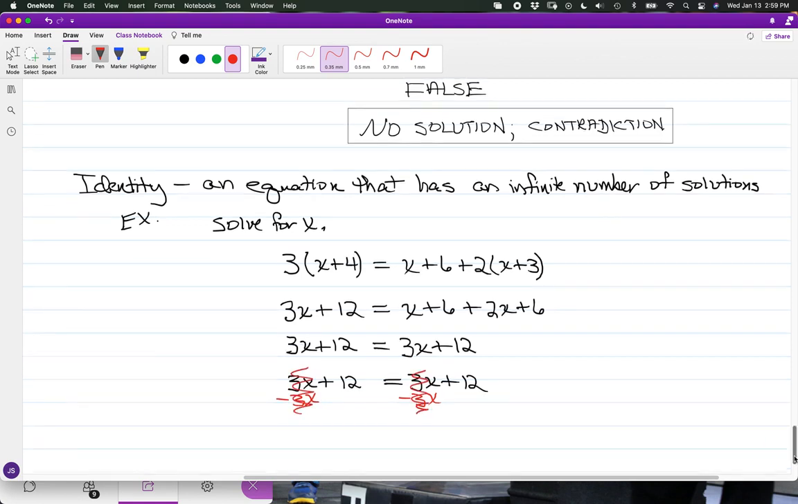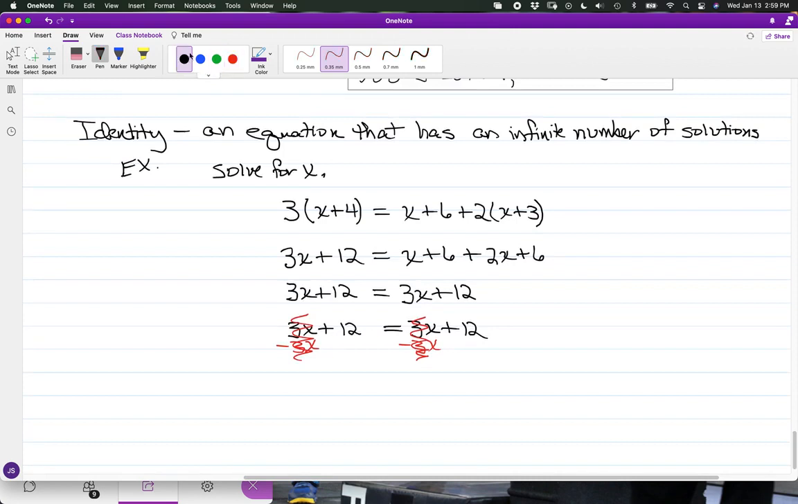And what is going to remain will be 12 on each side. So you have 12 is equal to 12. Now we have two numbers that are said to be equal to each other. In this case, that statement is going to be true.